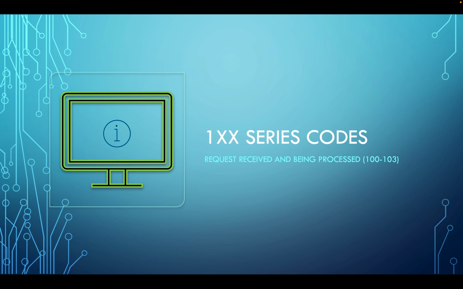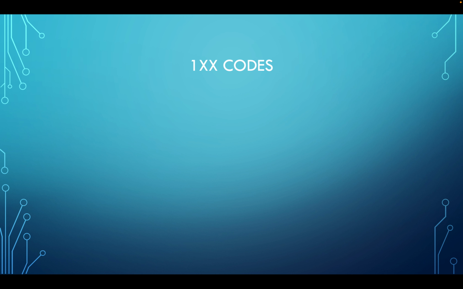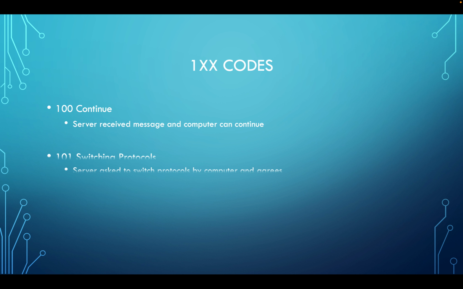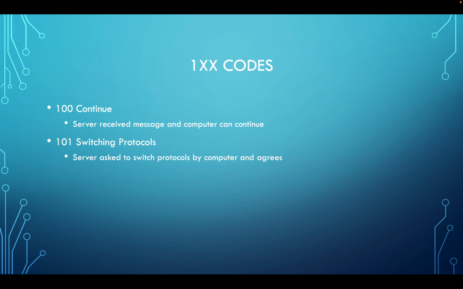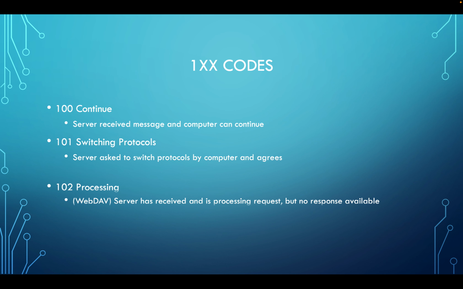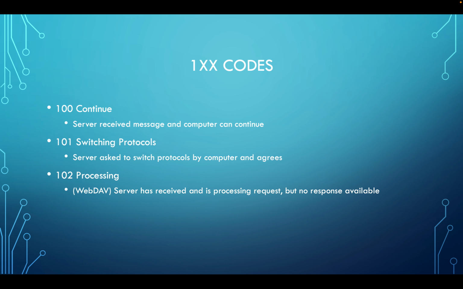First, the 100 series codes basically say that the request has been received by the server and is being processed. The first one is 100 Continue, which means that the server has received the message and the computer can continue. And 101 Switching Protocols means the server has been asked to switch protocols by the computer and it's agreed. 102 is Processing.